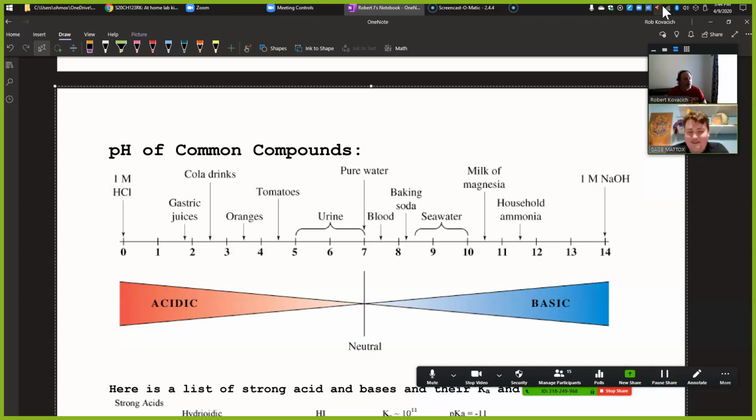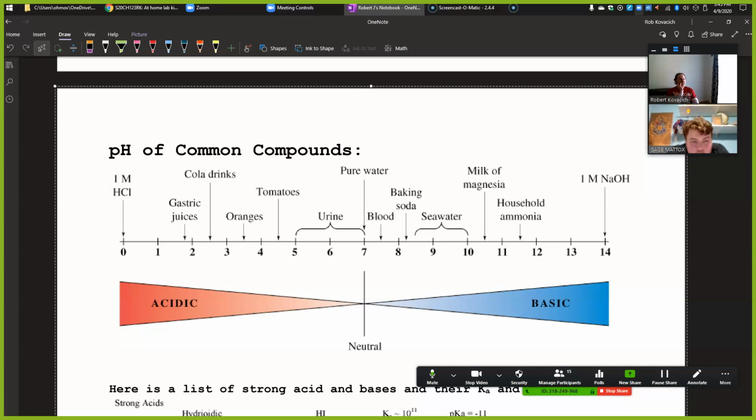Okay, so tomatoes, just a little bit more acidic than your urine could possibly be. And then tell me about the difference in acidity between a tomato and an orange. 10 times. The orange is approximately 10 times more acidic. How about a Coca-Cola to an orange? It's more than 10 times more acidic than an orange and 100 times more acidic than a tomato.